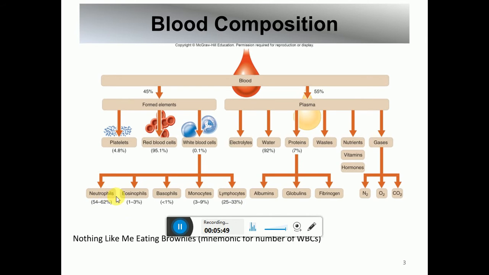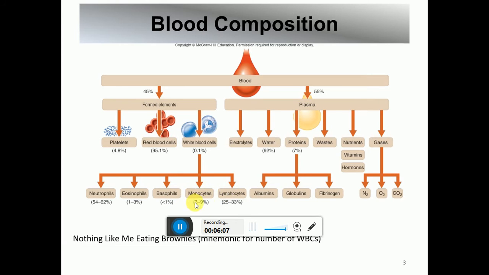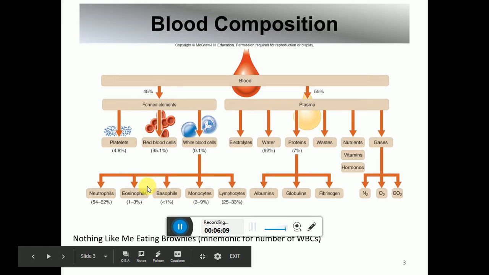And it's important to remember the names of these cells and the numbers. Well, not the numbers, but you need to know them in order. So we've got most neutrophils, followed by lymphocytes, followed by monocytes, followed by eosinophils, and last but not least, basophils. So the mnemonic for the number of white blood cells would be "Never Let Monkeys Eat Bananas": neutrophils, lymphocytes, monocytes, eosinophils, and basophils.